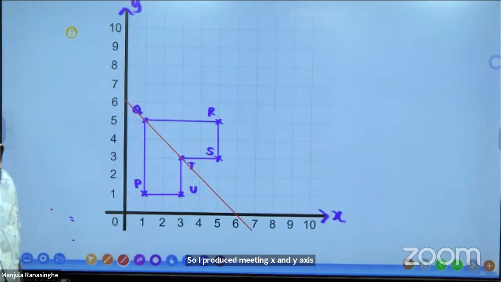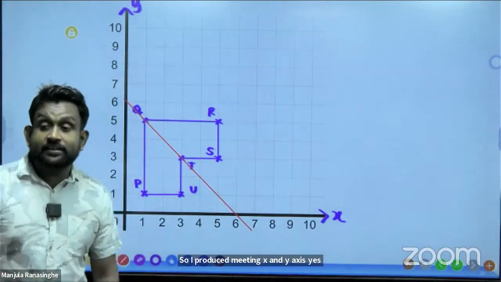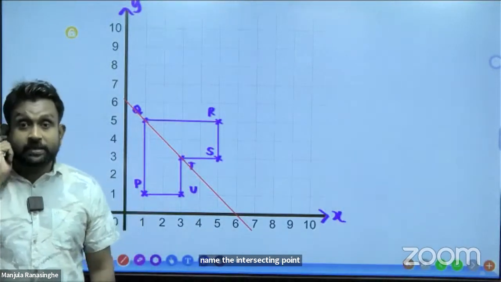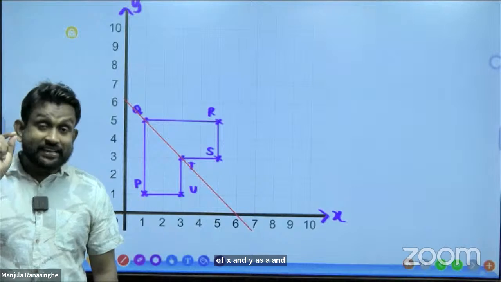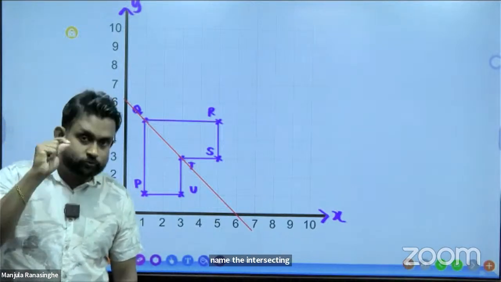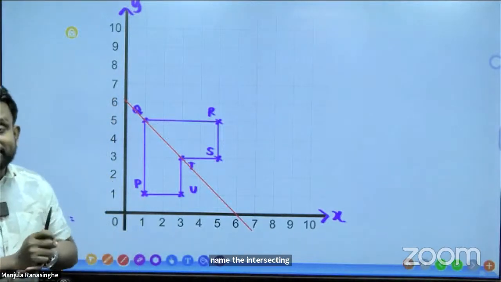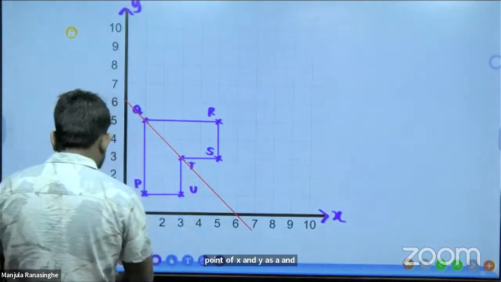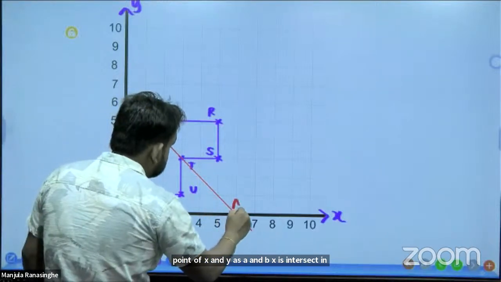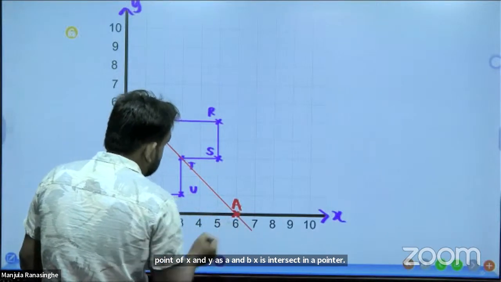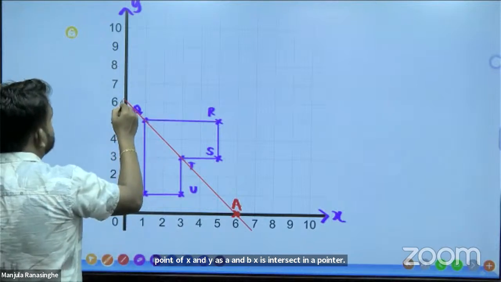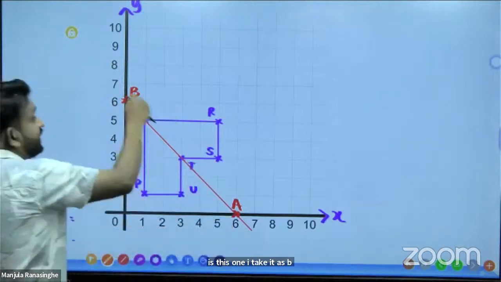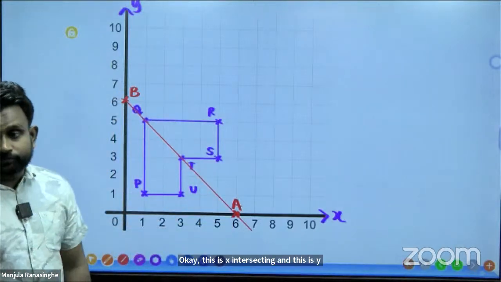Then what they are saying is to name the intersecting points of x and y as A and B. Intersecting means cutting, crossing. The point where the x axis intersects, I take as A. This is the x intersecting point, and the y intersecting point is this one. I take it as B. Okay, this is x intersecting and this is y intersecting.